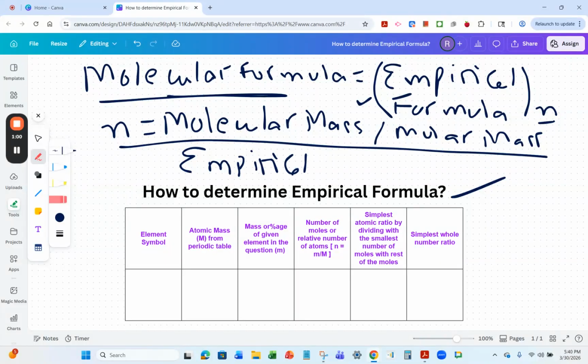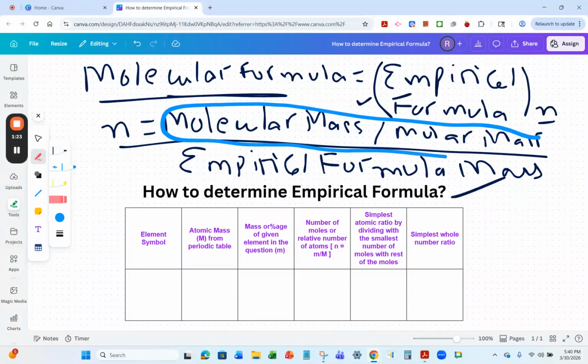I will say use the word empirical formula mass because if you use empirical mass, sometimes kids are very confused. So if you use the empirical formula mass, they know they have to find the empirical mass from the formula. So it's very important to find the empirical formula very carefully. And one more thing you can tell your kids in advance that this molecular mass and molar mass is always given to you in the question, always given to you in advance.